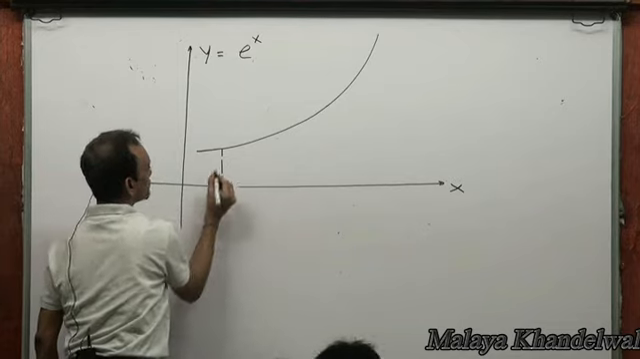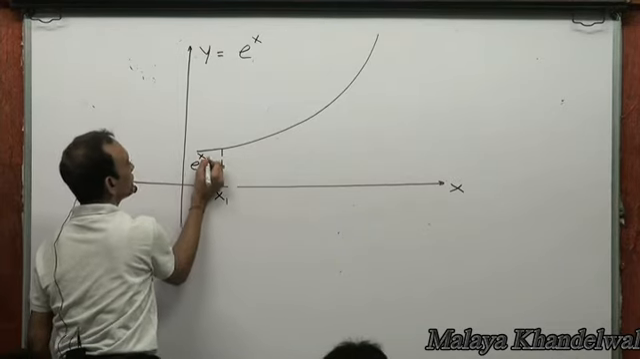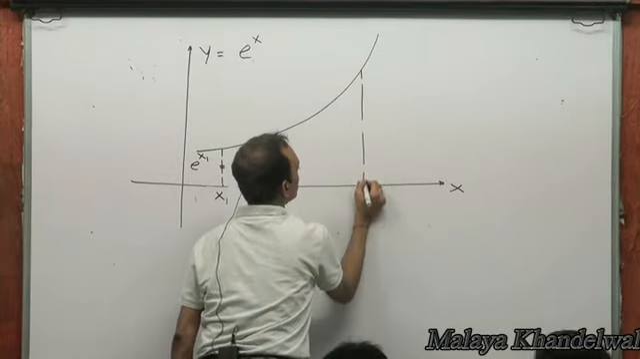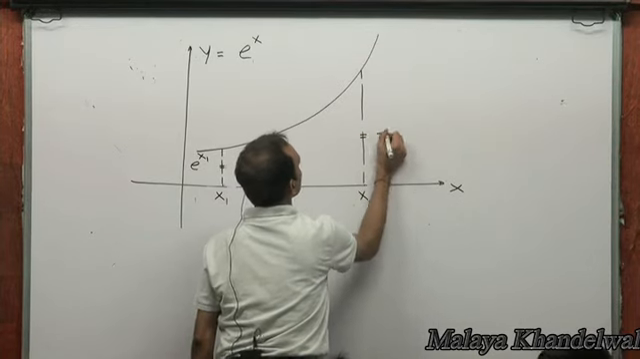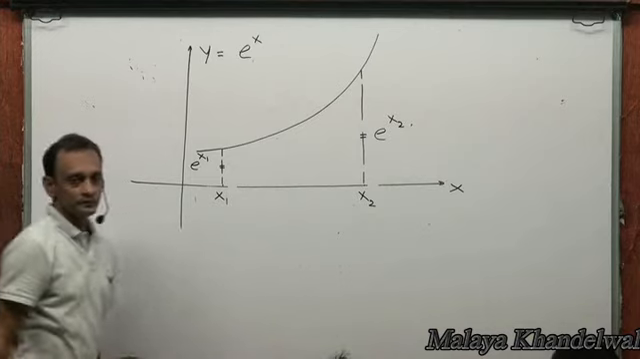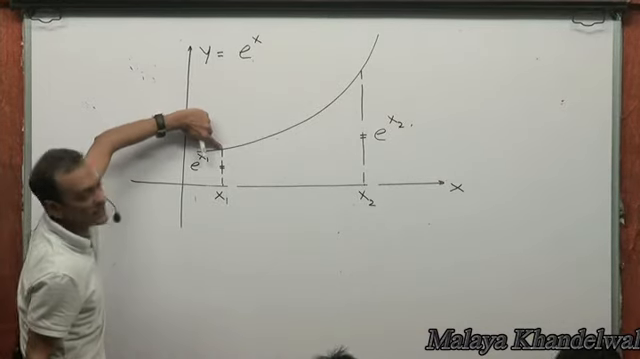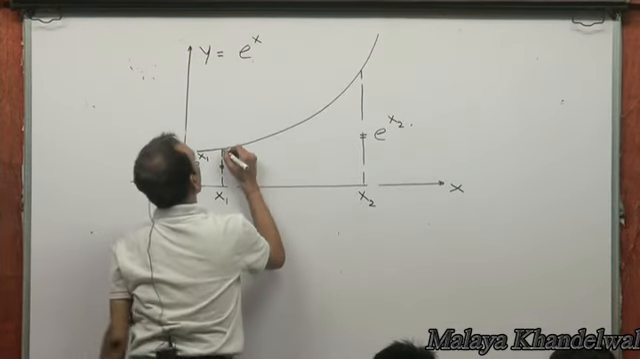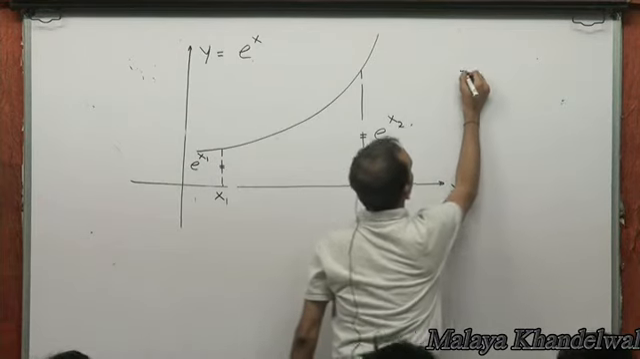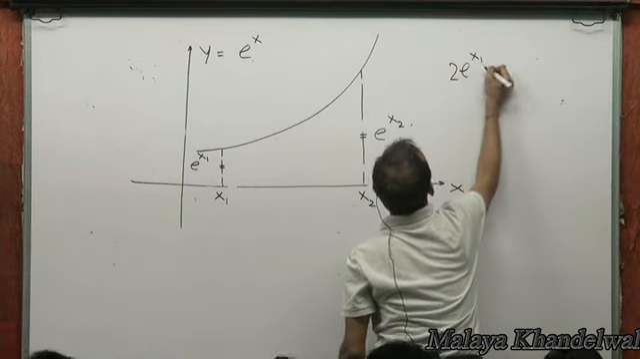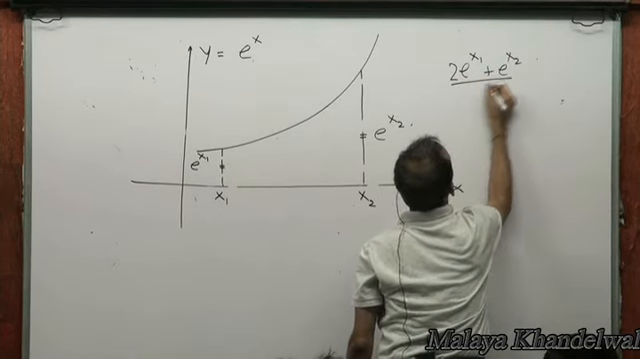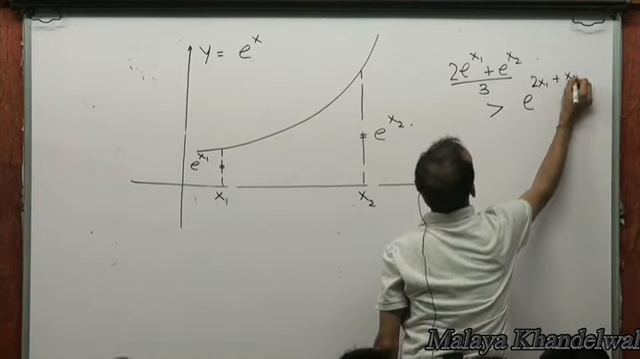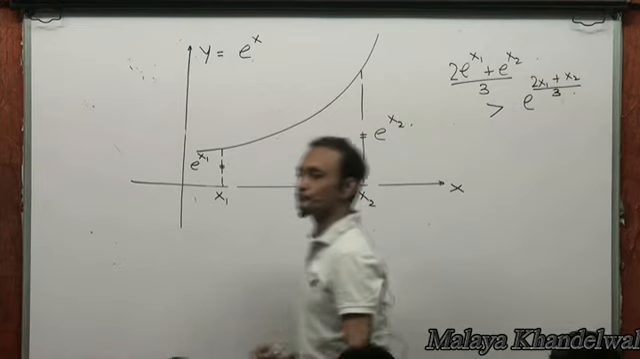This is x1. This length is e power x1, right? This is the graph of y equals e power x. This is x2, and this length is e power x2. This point has coordinates x1 comma e power x1. This point has coordinates x2 comma e power x2. All right. Now, what we are setting out to prove is 2 e power x1 plus e power x2 by 3 greater than e power 2x1 plus x2 by 3. This is what we set out to prove.